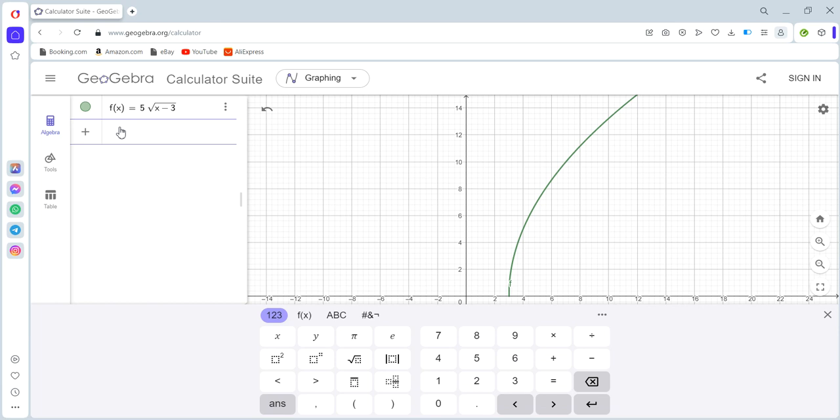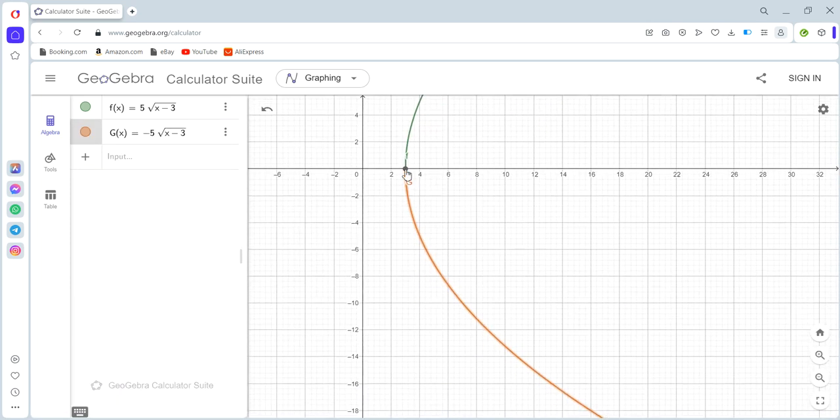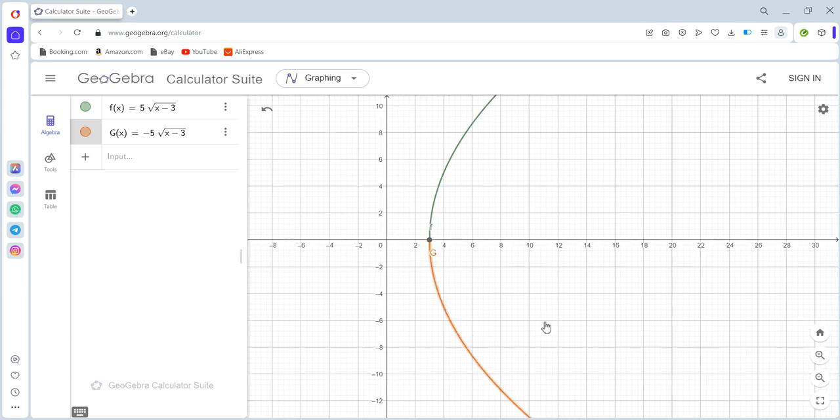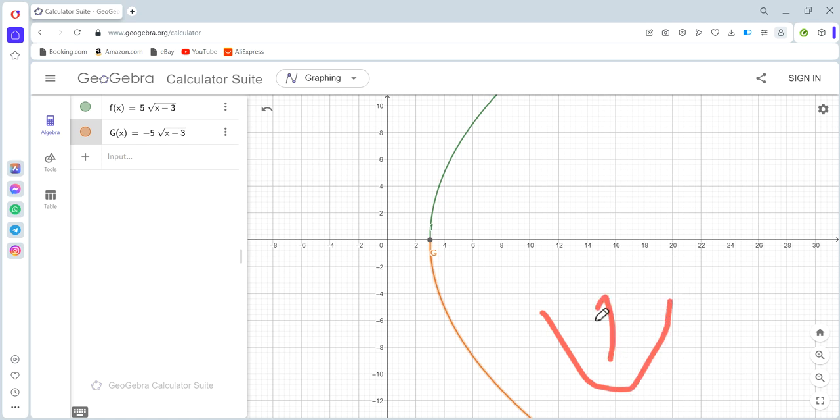Let's try another function. G of x equals minus 5 square root of x minus 3. It's the same function, but the concavity is upward. Let's see. The starting point is 3, as here. The concavity is upward, like this.